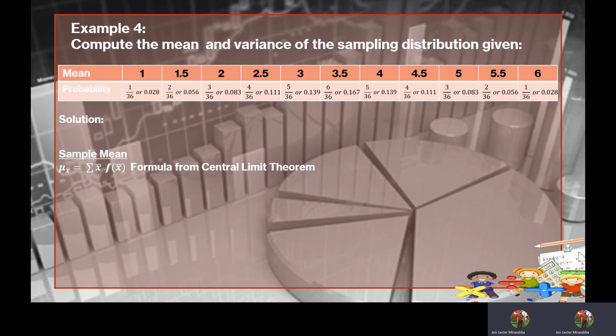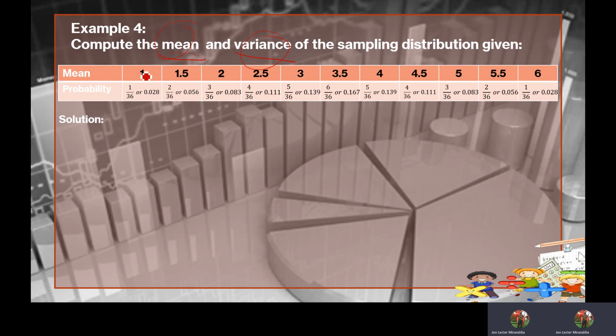Proceed tayo sa example para makita nyo yung process. Okay, compute the mean and variance of the sampling distribution given. So sabi dito, compute the mean and the variance. Then meron na tayong given. Kung mapapansin nyo dito sa ating given, ito lang yung ating nakuhang mean and probability dun sa pag-toss ng dalawang die, or pag-roll ng dalawang die rather. So kung mapapansin nyo, meron yung 1, 1.5, 2, 2.5, 3, 3.5, diba? Tapos yung mga probabilities nila. Ngayon, kukunin daw natin yung mean and yung variance nila.